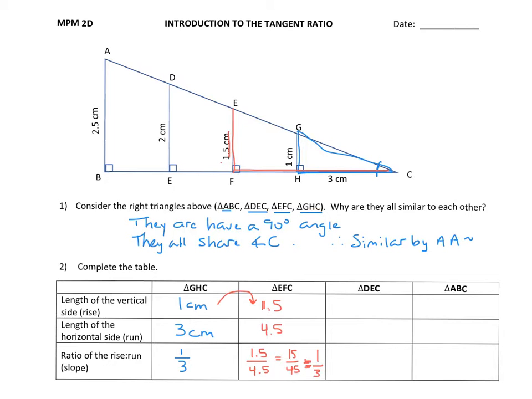That should make sense because this is a constant slope that we are looking at. The slope from C to G would be the same as the slope from C to E. So knowing what we know about slopes, this should make sense. And similarly, you can fill in DEC and triangle ABC's information. When you check your work, just make sure you have the same measurements that I have here, and your ratio of rise compared to run is 1 to 3, regardless of which triangle we're working with.